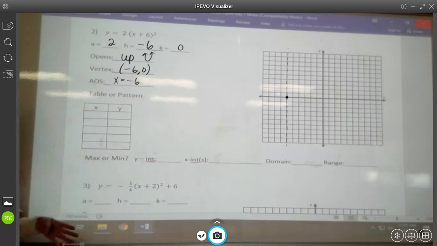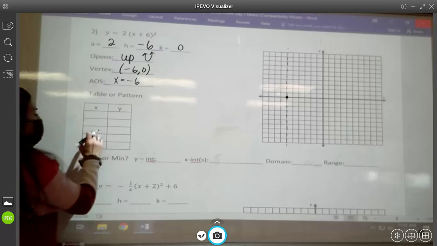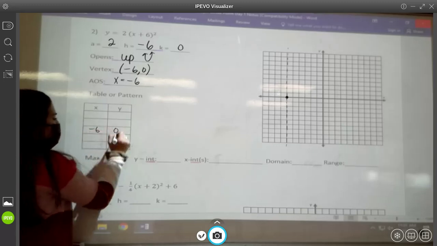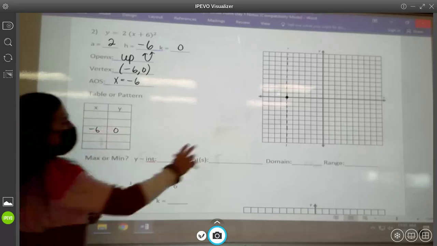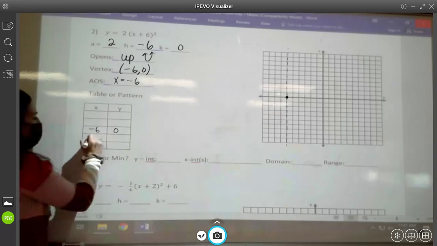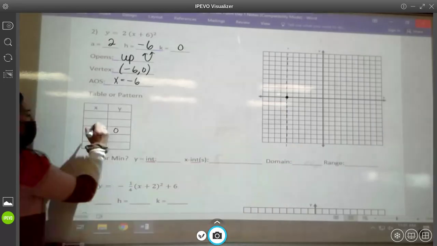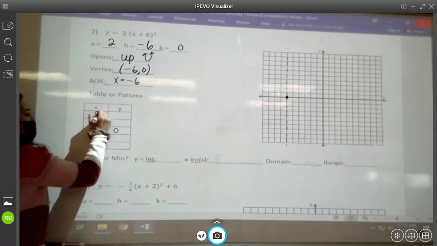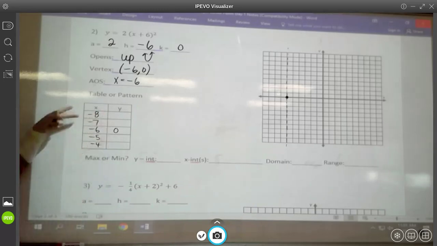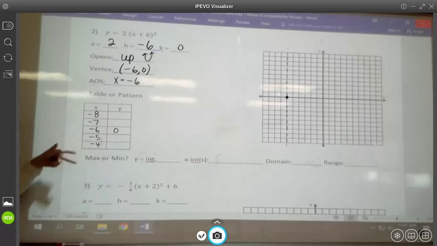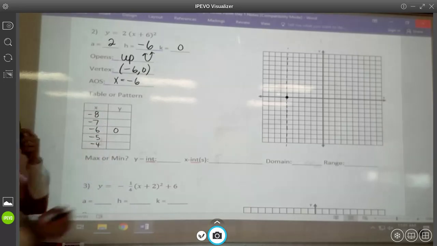All right, now you gotta make a choice. Do I want to use the pattern, because that's really quick, or do I want to make my table? It's up to you. If you're a table person, you put -6, 0 right in the middle. You would pick 2 x's to the right, which are -5 and -4, and you'd pick 2 x's to the left, which are -7 and -8. And then you can either plug these in and match them, or plug these in and match them. Otherwise, let's use our pattern.